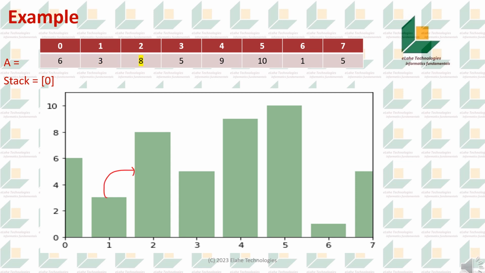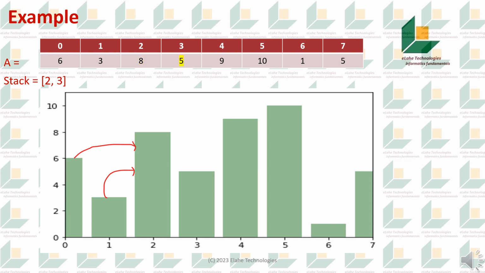A[2] equals 8. Since A[2] is greater than A[1], the index 1 is popped from the stack. The top of stack entry is now 0. N[1] is set to 8. Since A[2] is greater than A[0], the index 0 is popped from the stack. The stack is now empty. N[0] is set to 8, the value of A[2]. The index 2 is now pushed onto the stack.